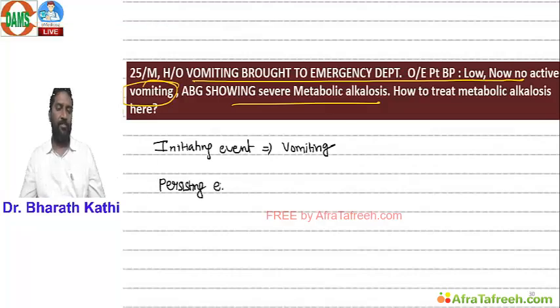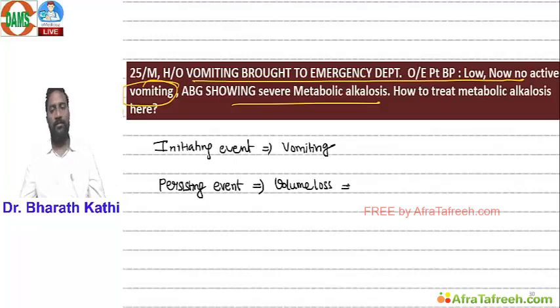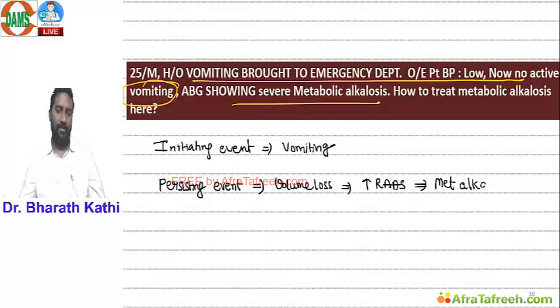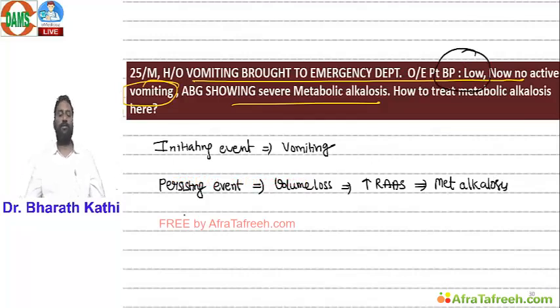What might be the persisting event for metabolic alkalosis? I say it is due to volume loss. That must have triggered the renin-angiotensin-aldosterone system, which must have triggered the development of metabolic alkalosis. How could I say there is volume loss? BP is still persistently low.